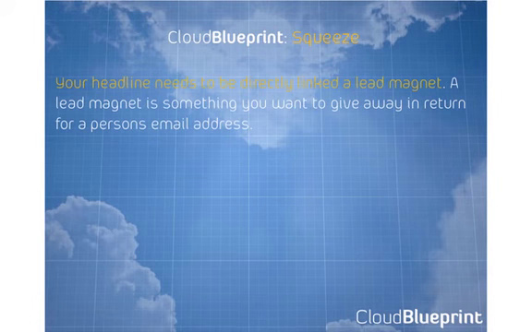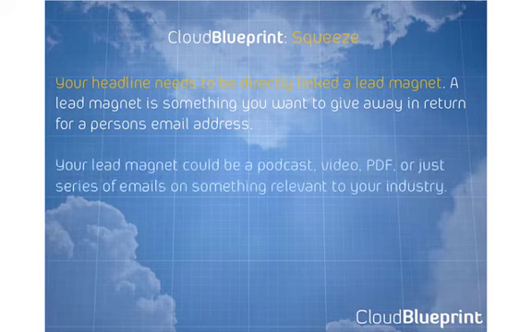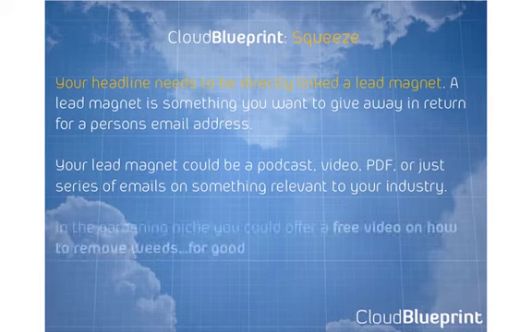Your headline needs to be directly linked to a lead magnet. A lead magnet is something that you want to give away in return for a person's email address. Your lead magnet could be a podcast, video, PDF, or just a series of emails on something relevant to your industry. In the gardening niche, you could offer a free video on how to remove weeds for good.